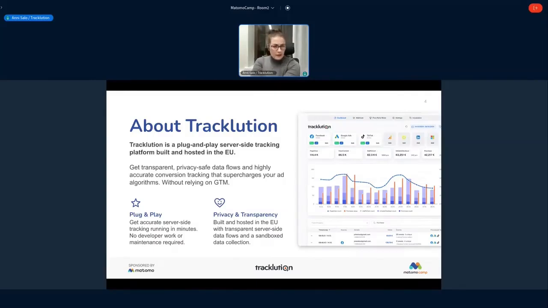Few words about Lotion. So as I already said, we are a server-side tracking tool that is plug and play. So we want to take the tracking headache away and give you kind of like easy to use yet very powerful solution to do conversion tracking. We are built and hosted in the EU. So we are designed and built here in Finland and hosted in AWS in Stockholm, actually, with also configurable other locations.